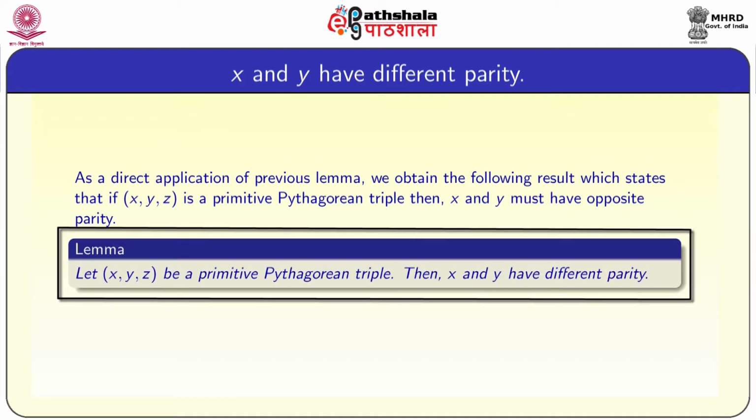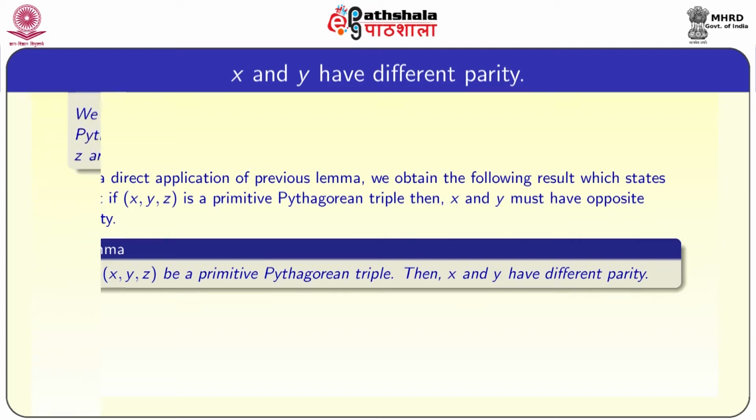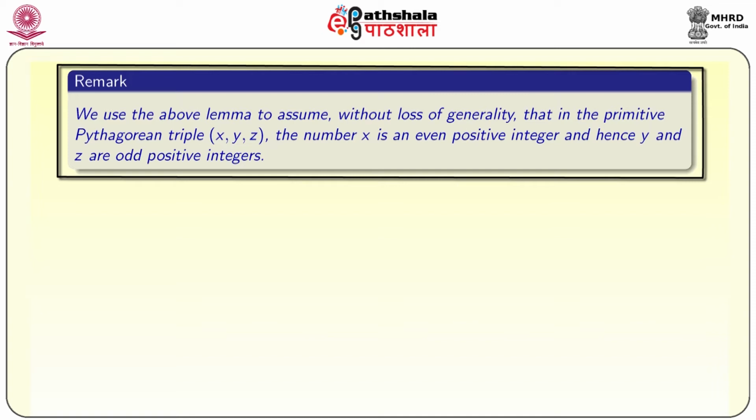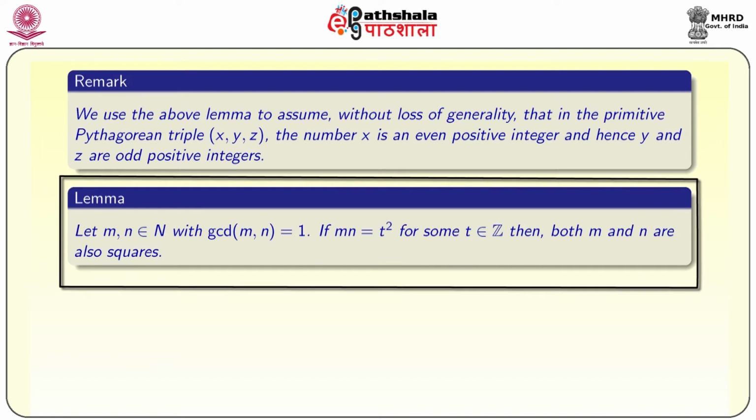Let x, y, z be a primitive Pythagorean triple, then x and y have different parity. We use the above lemma to assume without loss of generality that in the primitive Pythagorean triple x, y, z, the number x is an even positive integer and y and z are odd positive integers. It is because GCD of x and z is 1, so z also needs to be odd. Now let m, n belong to N with GCD of m, n equal to 1. If m times n is equal to t square for some t in Z, then both m and n are also squares.